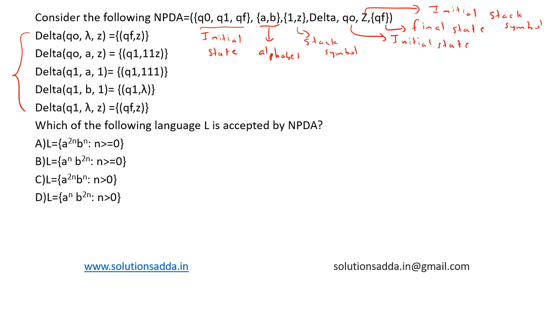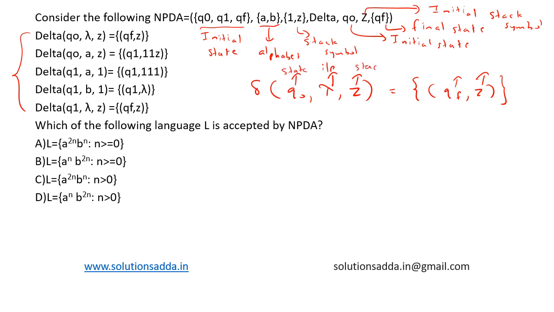So for one transition function, delta of Q0, lambda, Z, we move to QF, Z. This means that in state Q0, seeing a lambda input with stack symbol Z, it moves to state QF with the stack symbol Z. This is state, this is input, this is stack. This is the basic definition.